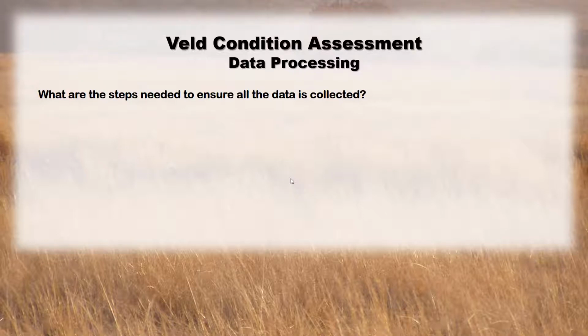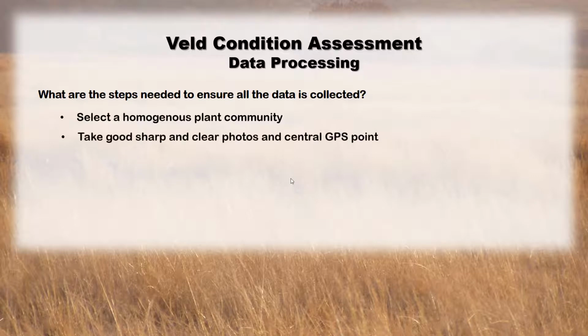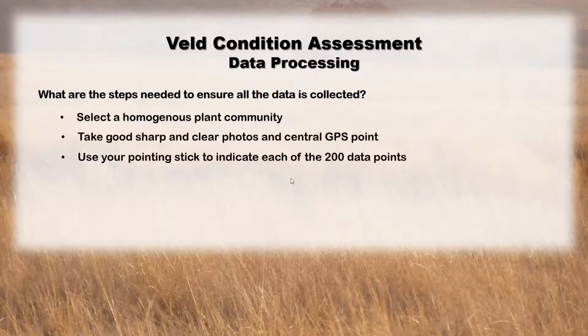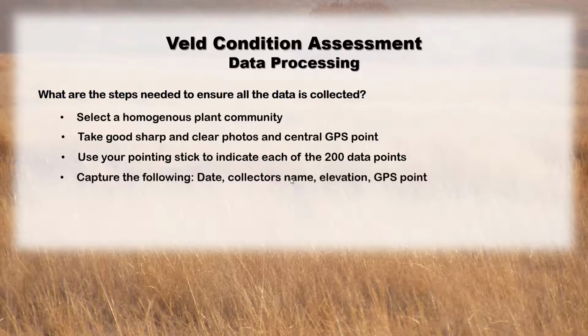What are the steps needed to ensure that you've collected the data correctly? Recapping here again, you've made sure that you've identified the homogeneous plant community, that you take good clear photographs from the central point, so that you can always get the photographs from the same point, and you're using a pointing stick to indicate the 200 data points.